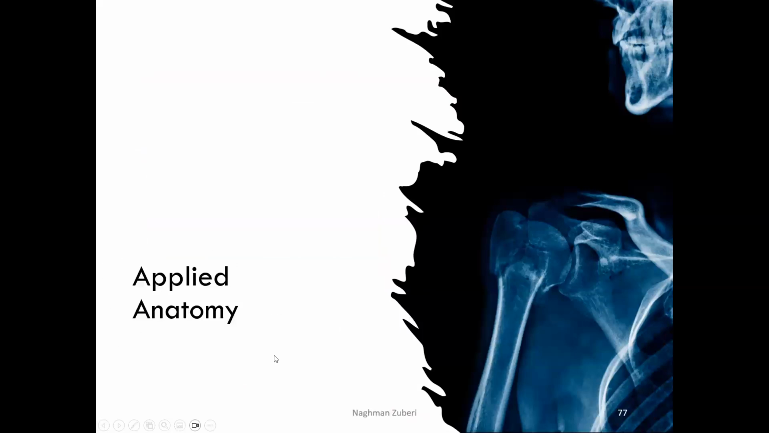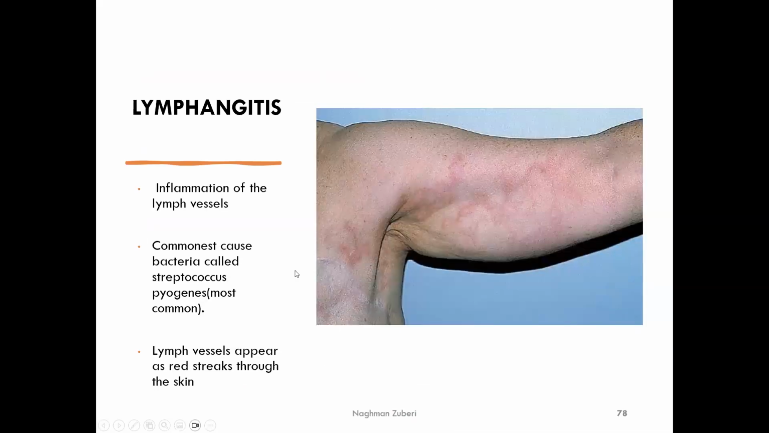Now let's discuss certain applied anatomy of the lymphatic system. Lymphangitis is the inflammation of the lymph vessels. The commonest cause is bacteria, most commonly Streptococcus pyogenes. Lymph vessels appear as red streaks throughout the skin.